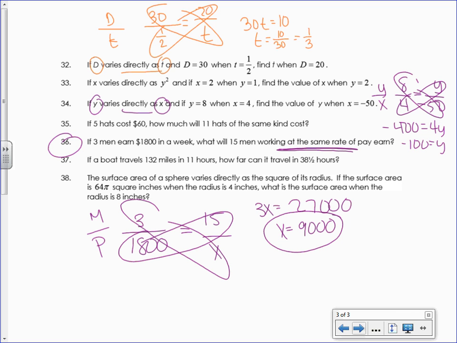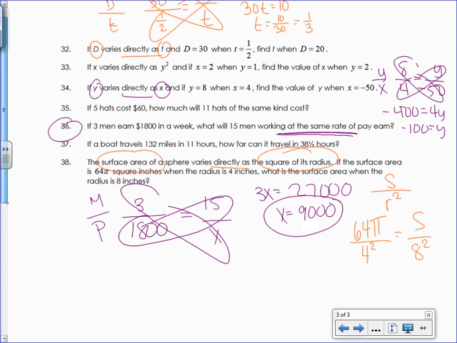Okay, and let's do 38. I think I can squeeze that in somewhere. The surface area varies directly as the square of the radius. So surface area varies directly as the square of the radius. If the surface area is 64 pi, when the radius is 4, now be careful, this is 4 squared going in the bottom. What is the surface area when the radius is 8? That's an 8 squared going in the bottom because it's r squared.